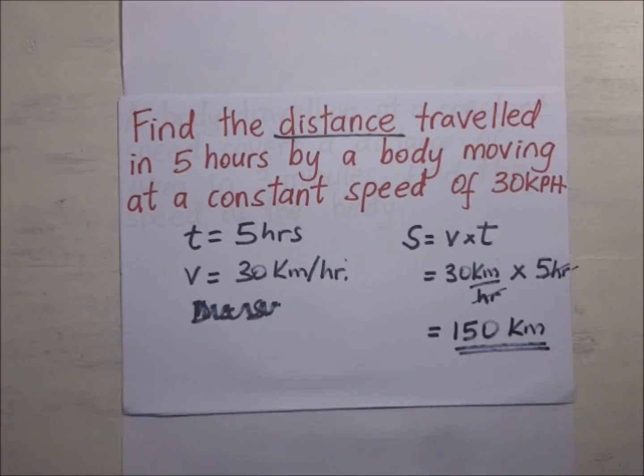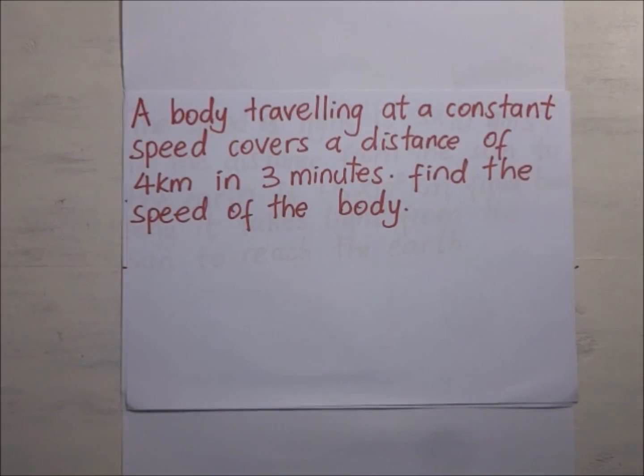So our distance traveled there is 150 kilometers. A body traveling at a constant speed covers a distance of 4 kilometers in 3 minutes. Find the speed of the body.